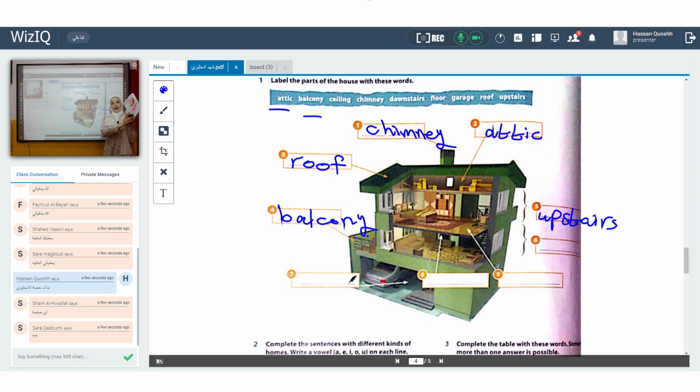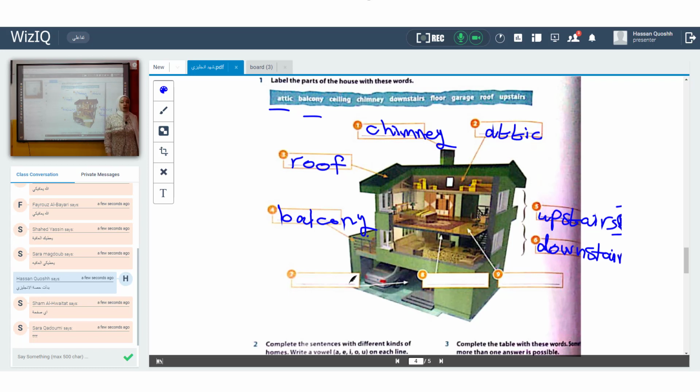Again, we're on page 16 of your student book. Open your student book, page 16. Okay, so number five, upstairs. Okay, what about number six? It's downstairs. Excellent. Number six, downstairs. Excellent. Okay. Number seven.